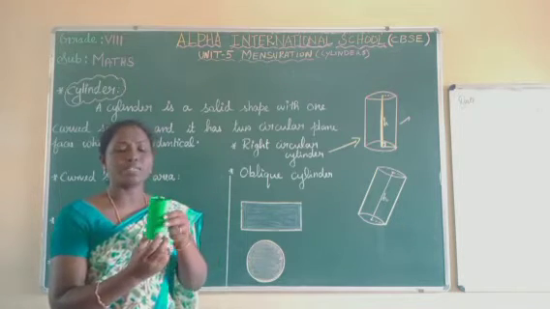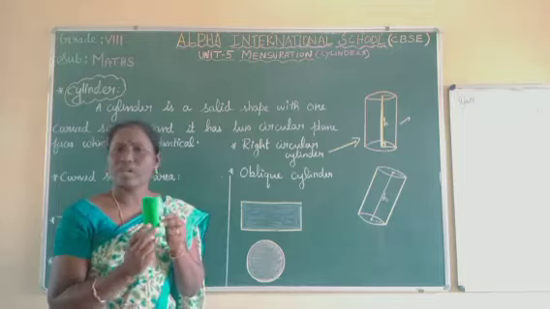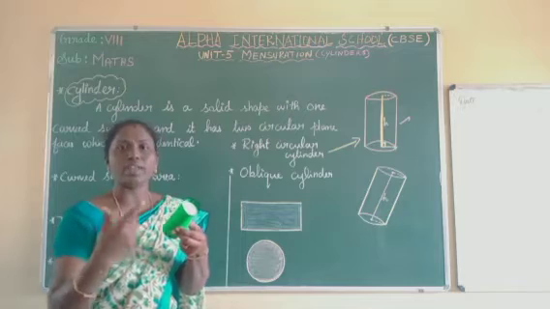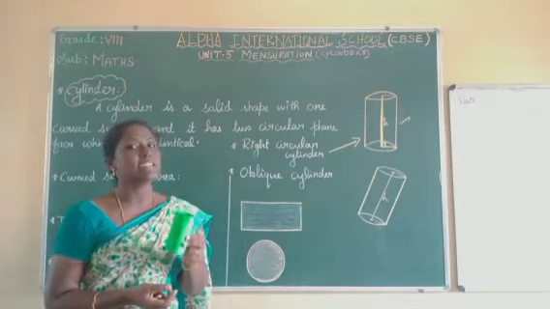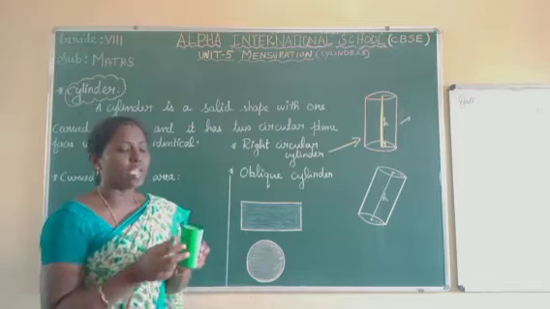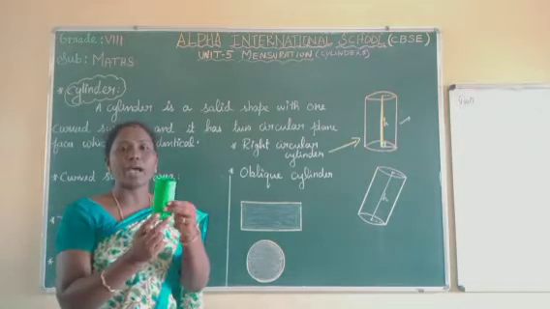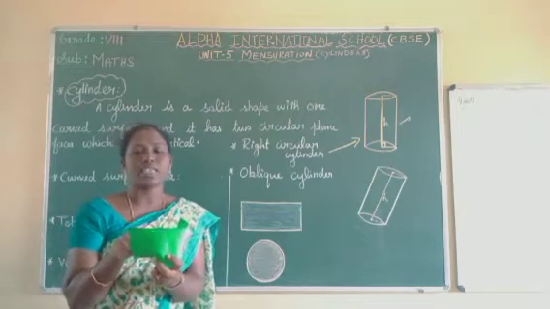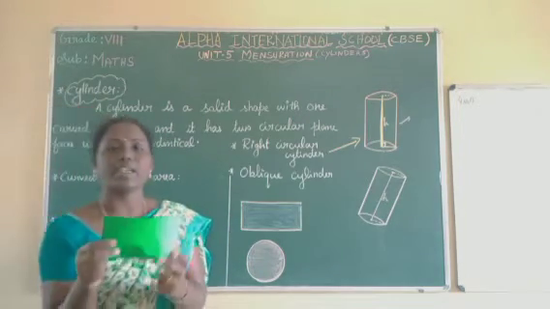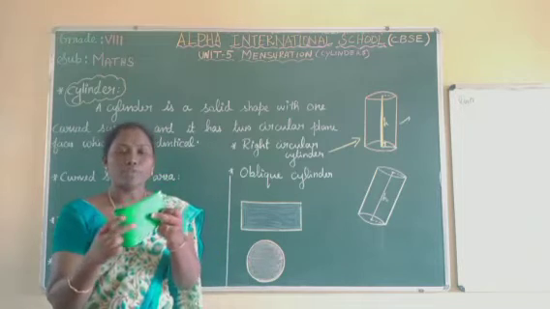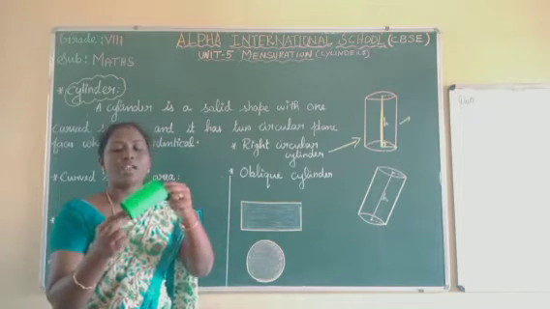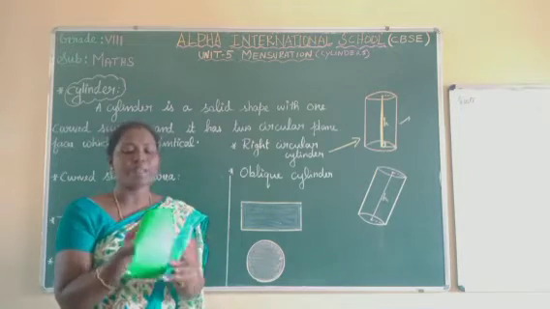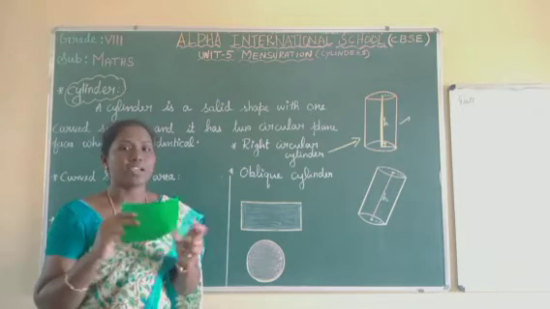It is a cylinder shape. Whenever you roll a rectangle paper, you will get a cylinder shape. Now I have a cylinder in my hand. If I unwrap this, we get a rectangle. If I roll the paper, we get the right circular cylinder; if we unwrap it, we get a rectangle.